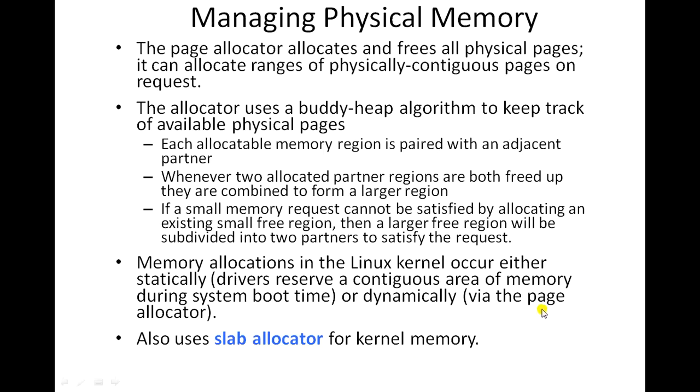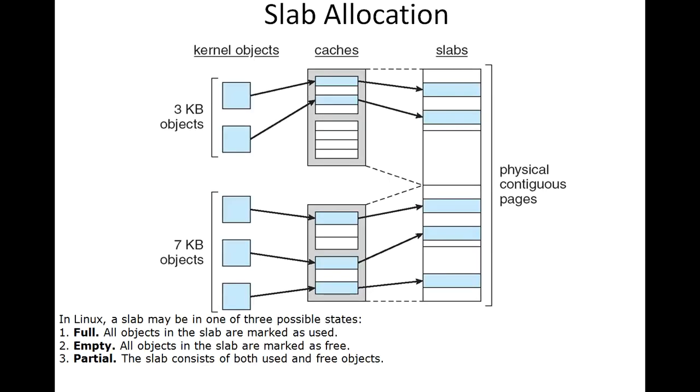And also Linux uses the slab allocator for the kernel memory. Now let us look at the slab allocation. So this is another strategy adopted by Linux for allocating kernel memory. So that is known as the slab allocation.